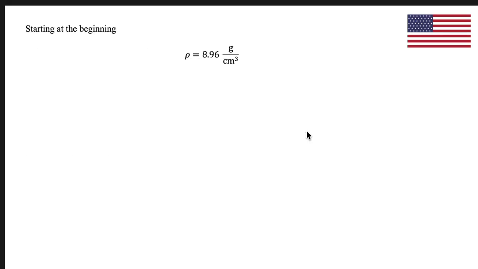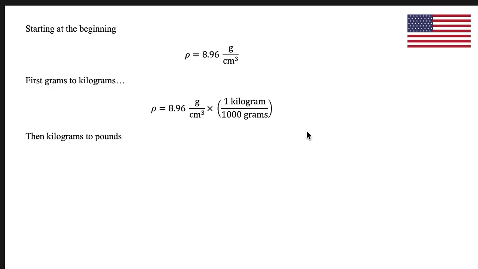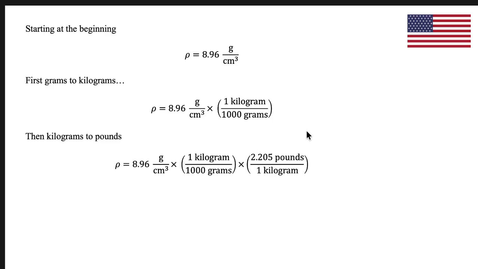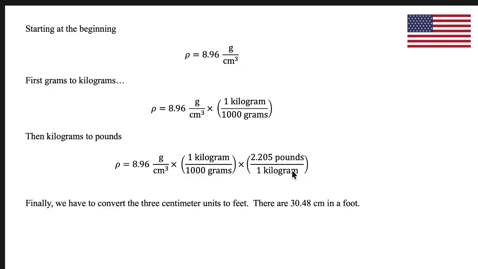Now let's calculate. So the density, 8.96 grams per cubic centimeter, that's what we start with. Then we're going to go grams to kilograms, kilograms to pounds, which is a little bit perverse. We have to hold our nose. At the surface of the Earth, a kilogram weighs 2.205 pounds. So at the surface of the Earth, the gravitational force on a kilogram mass is about 2.2 pounds.